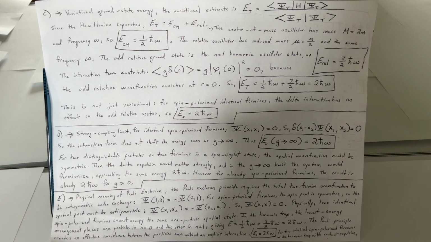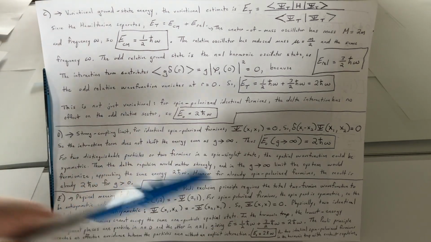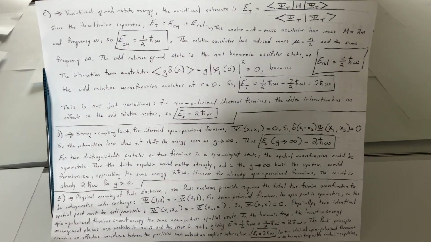Physically, two identical spin polarized fermions cannot occupy the same one particle spatial state. In the harmonic trap, the lowest energy arrangement places one particle in n equals 0 and the other in n equals 1, giving E equals 1/2 h bar omega plus 3/2 h bar omega, that equals 2 h bar omega.